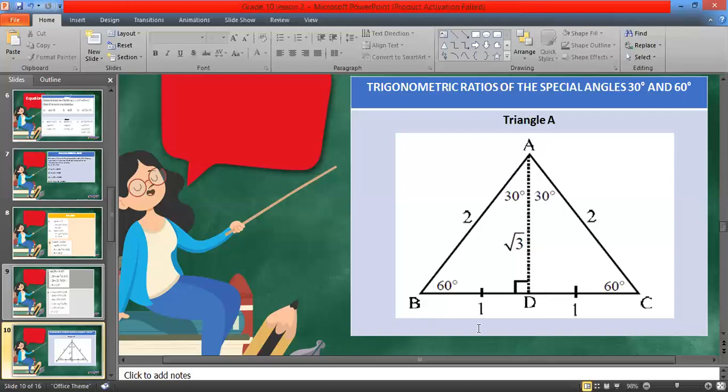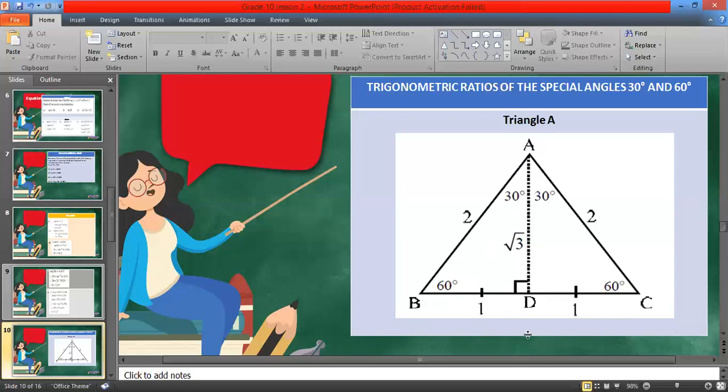With this triangle ABD, we can find the sine of 60 degrees, the cos of 60 degrees, and the tan of 60 degrees. As well, we can find the sine of 30 degrees, the cos of 30 degrees, and the tan of 30 degrees without our calculator.